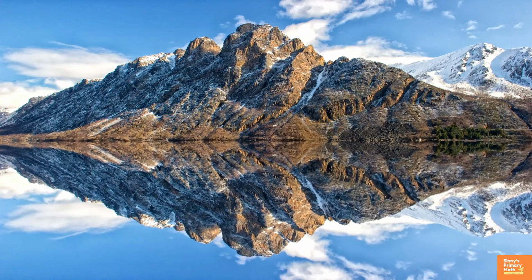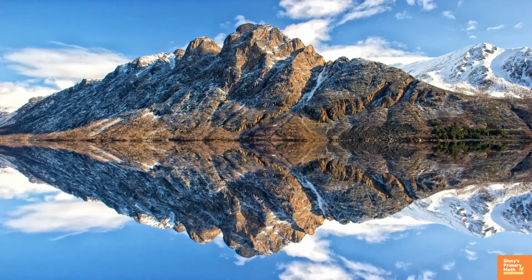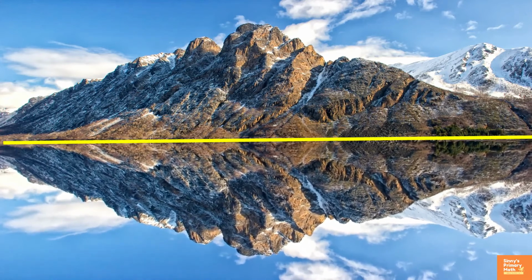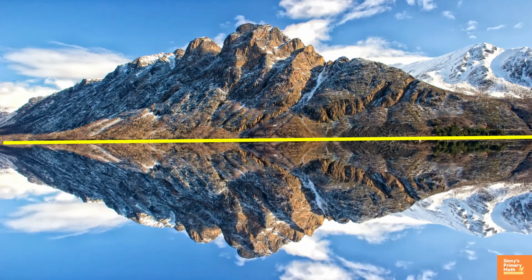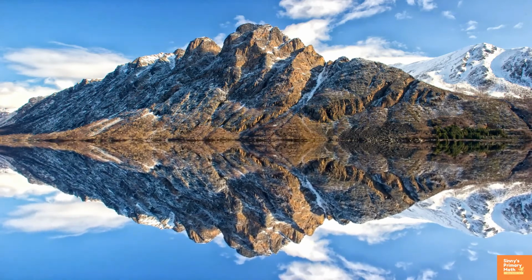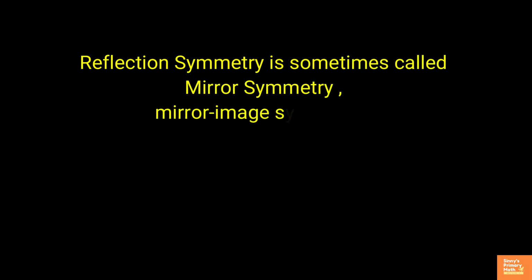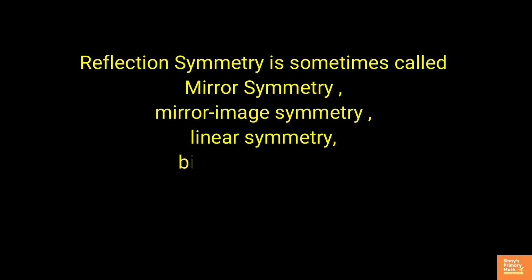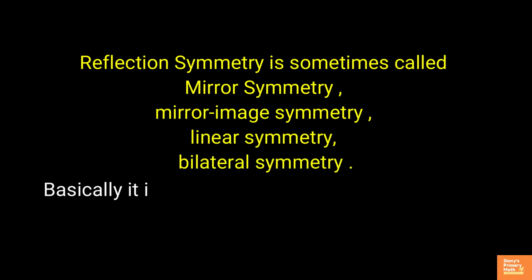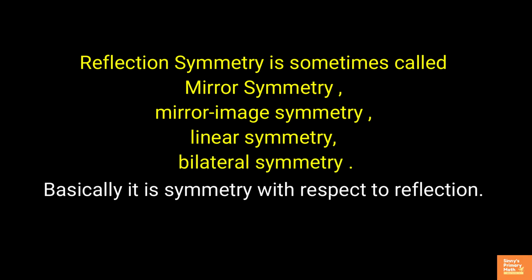We say that a figure is symmetrical with respect to a line when each point on one side of that line has another point on the other side, at the same distance from that line. Reflection symmetry is sometimes called mirror symmetry, mirror image symmetry, linear symmetry, or bilateral symmetry. Basically, it is symmetry with respect to reflection.